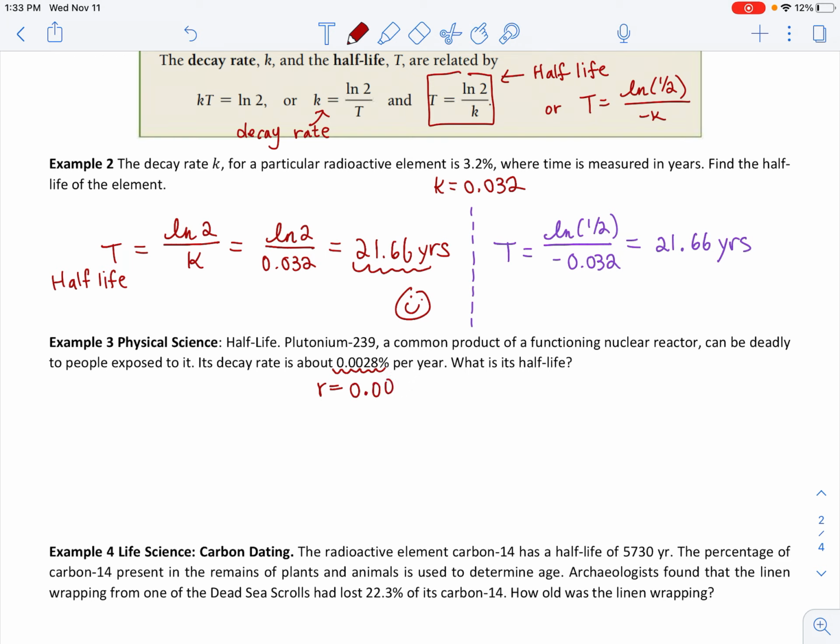But all right, if I divide this by 100, I will get 0.0000028. That's a tiny decay rate. So this is not going to go away for a long time.